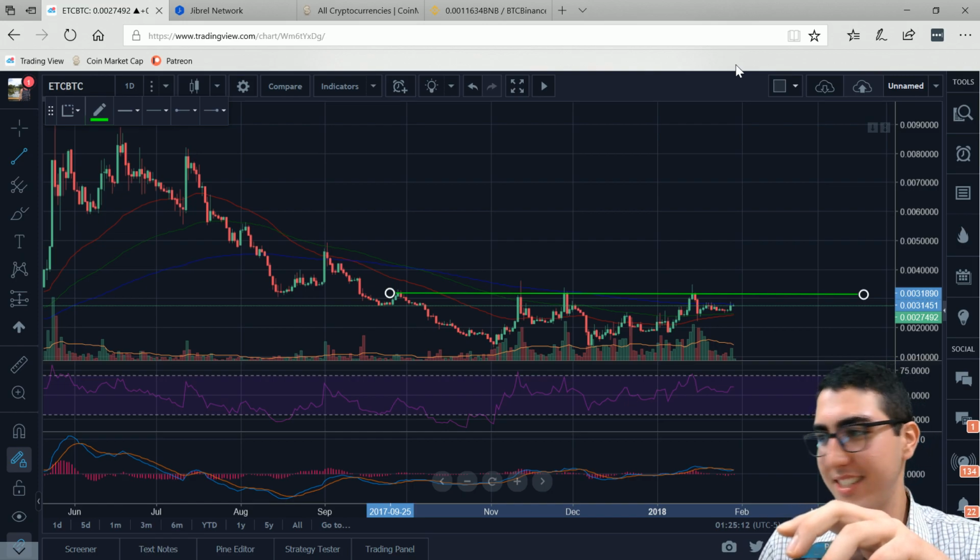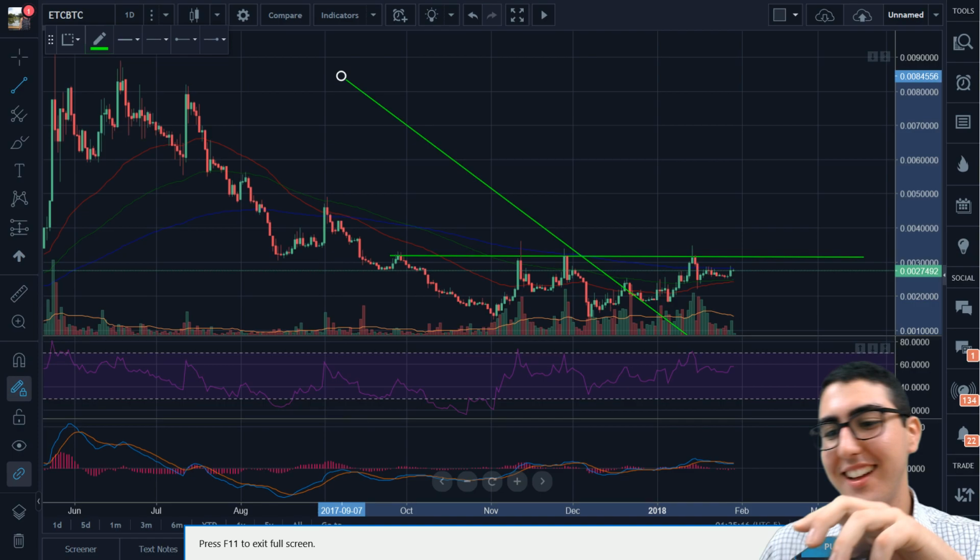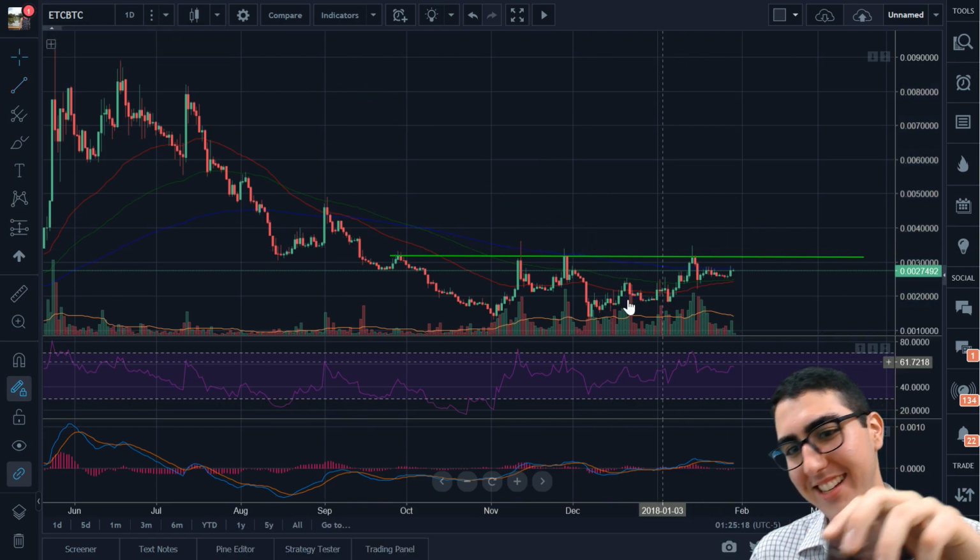And that's the importance of having an entry point and an exit point. And then you always want to do that with the pairing that you're trading. Does that help out a little bit?